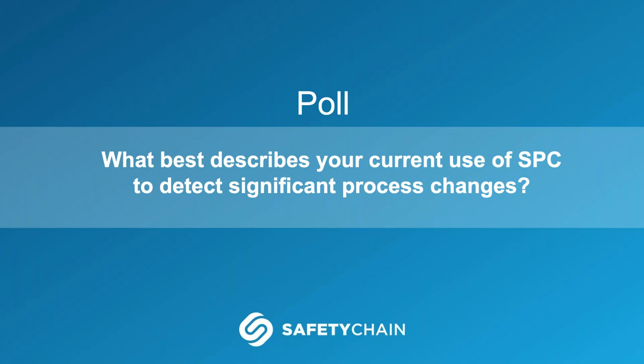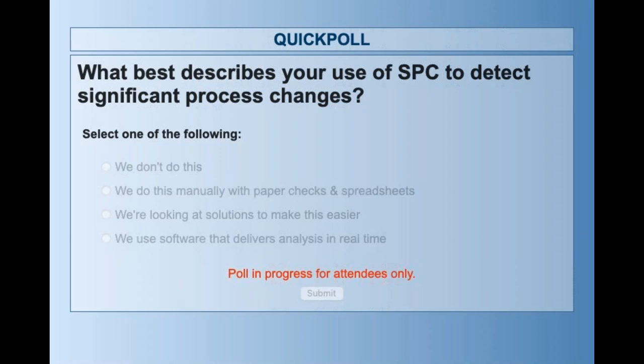Very, very fun. I love this. I wanted to ask a question of everyone in the audience, Allise, and it's just going to take a second to pull this up. Wanted to just take everyone's temperature, if you will. I'm going to ask what best describes your current use of SPC to detect significant process changes. So I'm going to launch this poll. What everyone's going to see on your screen at home or in the office is a couple of answers. I'd like you to just be thoughtful and honest. We're not collecting names. We're not going to share names. We're just going to share a pie chart at the end of this. We'd love to understand how you're using SPC to detect these process changes.